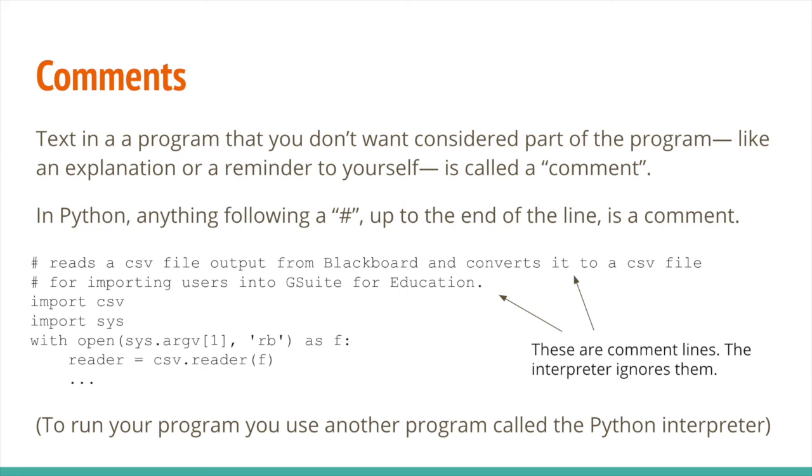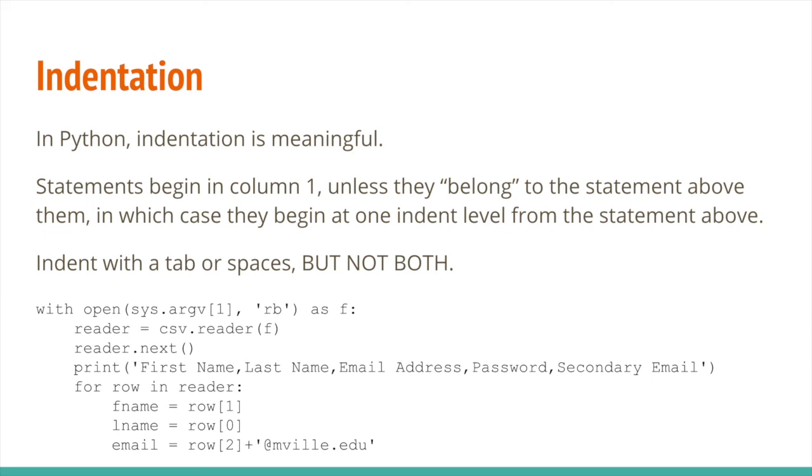Text in a program that you don't want considered part of the program, like an explanation or a reminder to yourself, is called a comment. In Python, anything following a hash sign up to the end of the line is a comment. So the first 2 lines are comments. Indentation, as we saw, is meaningful. It's not just a formatting thing as it is in a word processor document. In Python, it's a meaningful part of the program.